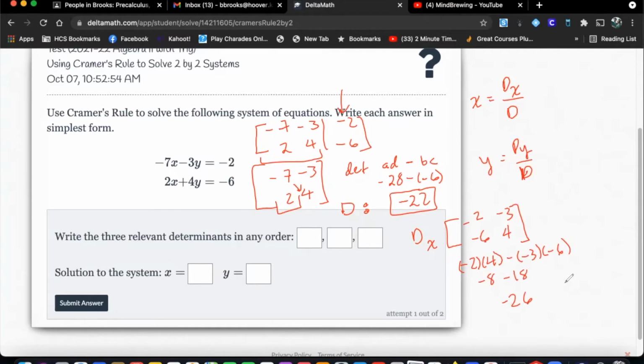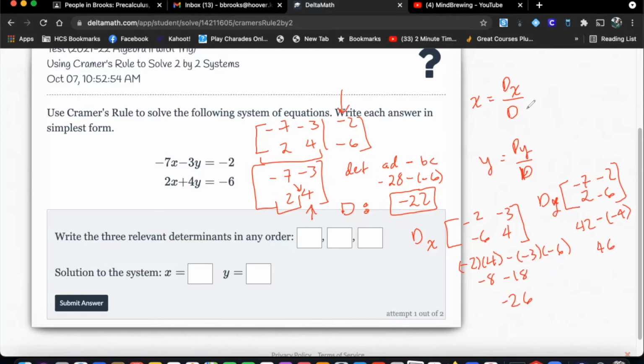So assuming that I did my math correctly, which is an assumption, D in terms of X should be -26. And D in terms of Y, basically the same concept. We're going to take the Y column and replace it with the target. So that's going to give us -7, 2. The X column stays the same. And now the Y column is going to have the target on it. So let's see, -7 times -6 is going to be 42. Minus -2 times 4, that's going to be -4. So minus 4, that's going to be 46.